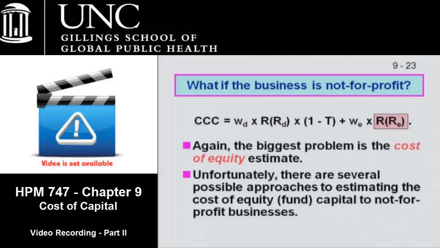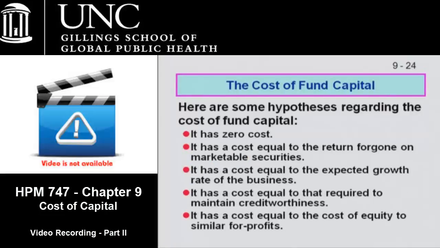The problem is the cost of equity. And as is the case with many things in finance and economics, you get 5 finance people in the same room, you'll get 5 different opinions about what to do. So there are 5 hypotheses about the cost of equity capital to a not-for-profit. It has 0 cost. Why would someone think that the cost of equity to a not-for-profit has 0 cost?